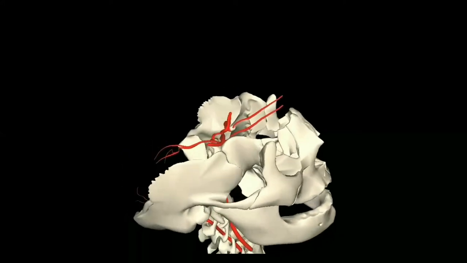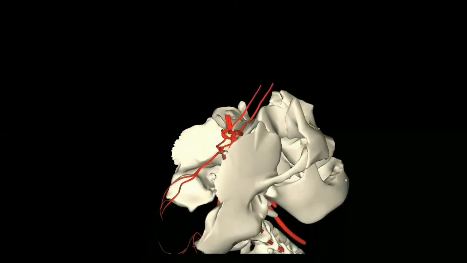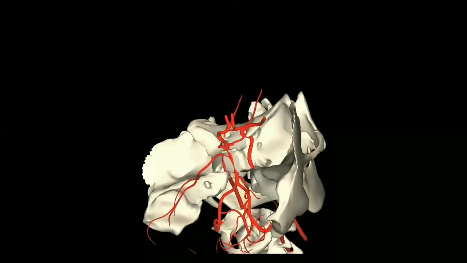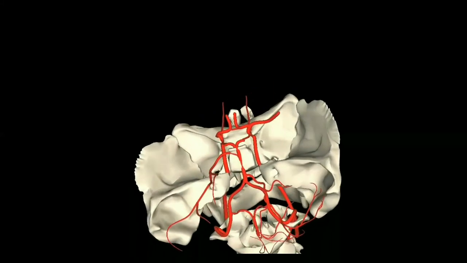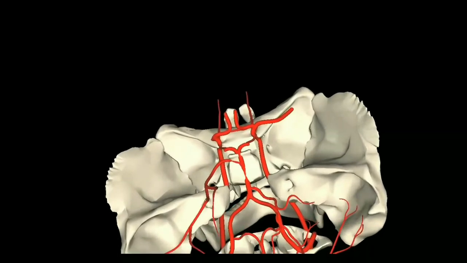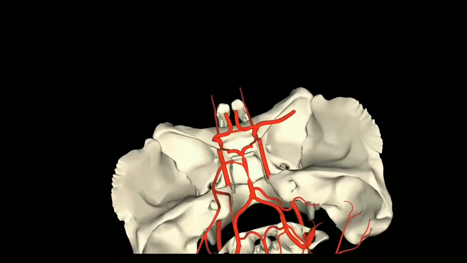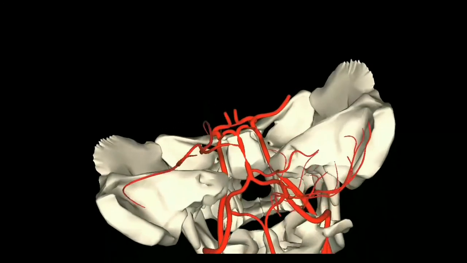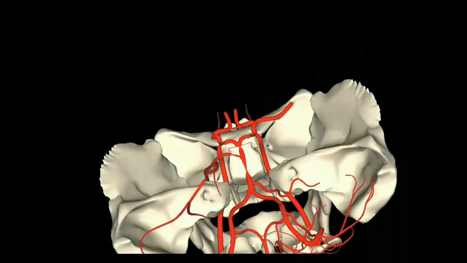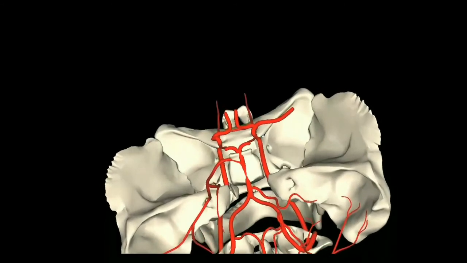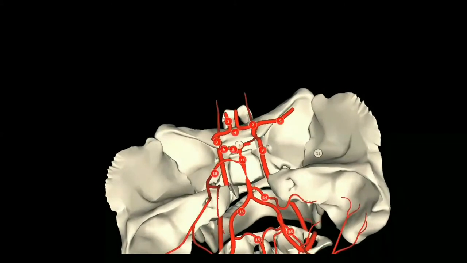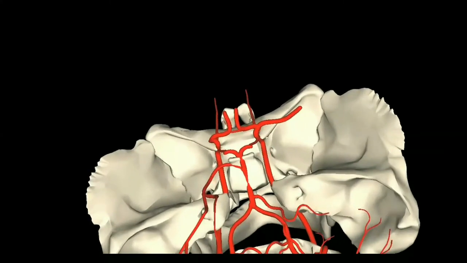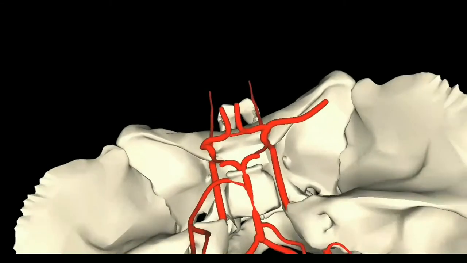So this is a 3D view of the skull bone and the arteries in the base of the skull. You can see the bones clearly, and you can see the arteries. Some numbers are given in the 3D view, which are suggestive of different arteries. Now, you can see some other structures and some other arteries also. But in this video, we will only talk about the anterior cerebral artery.